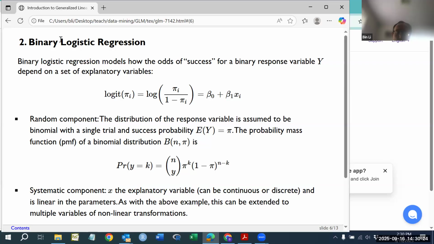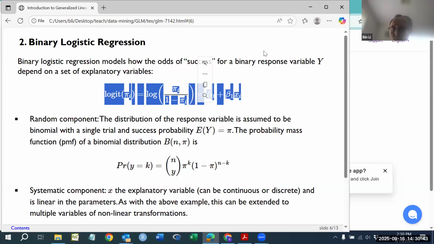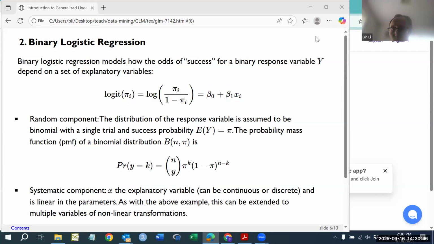This time we're talking about a response which is binary. Only two possible outcomes, 0 or 1, that correspond to success or failure. So what is the link function? The link function is this one. You may ask, what is this pi? Pi is the expected value for the y.